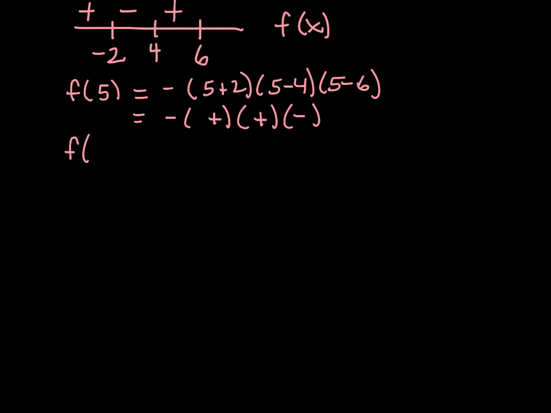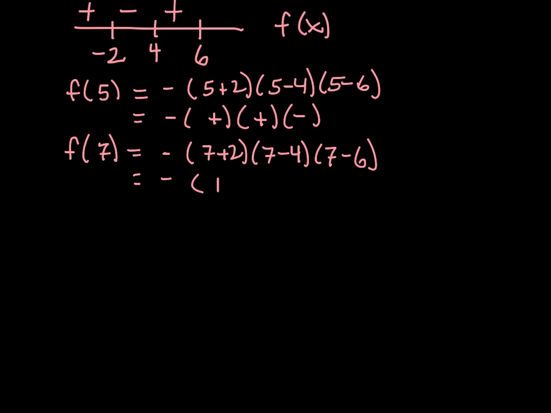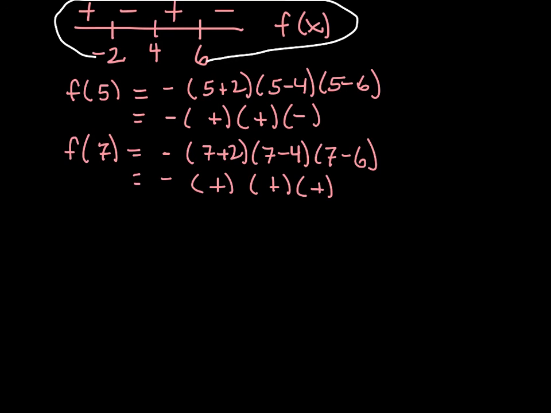All right, lastly, we want to pick something bigger than 6, so let's just try 7. So then I'm going to put in 7 plus 2. Then I'm going to do 7 minus 4. And then I'm going to do 7 minus 6. So I have a negative here. Then let's see, what do I have? I have a positive number there, another positive number there, and yet another positive number there, which gives me a negative. So we have our sign chart up here. Now we're going to look at this sign chart, and that is going to help us with our graph.